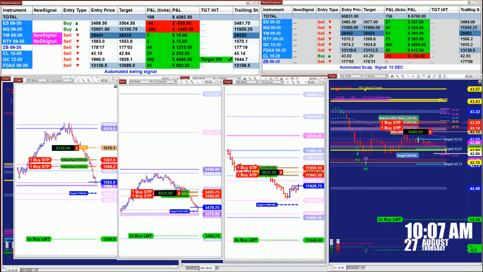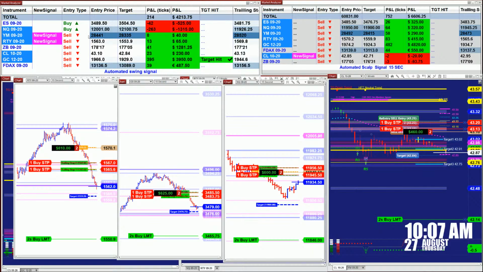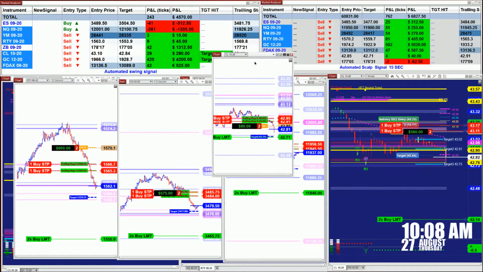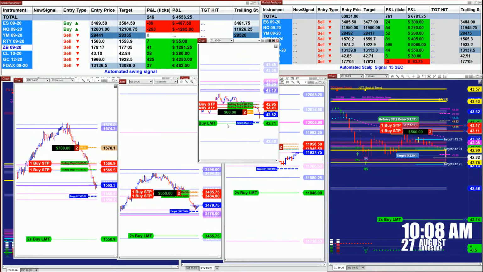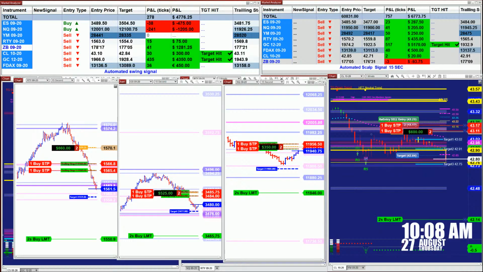As you see here, you can follow the signal on the YM. We have just fired a signal on a sell position, Russell on a sell position. The upper left corner is for the swing trading. The scalper is in the upper right corner, and you can see it just fired a new signal on the CL. As you see, this is the new signal on the CL. It just fired the signal.